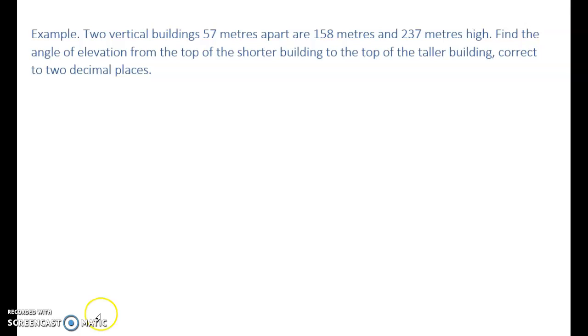One's 158 meters tall, and the other is 237 meters tall. We need to find the angle of elevation from the shorter building to the taller building, correct to 2 decimal places. So let's start by drawing it up and then we'll find a right angle triangle.